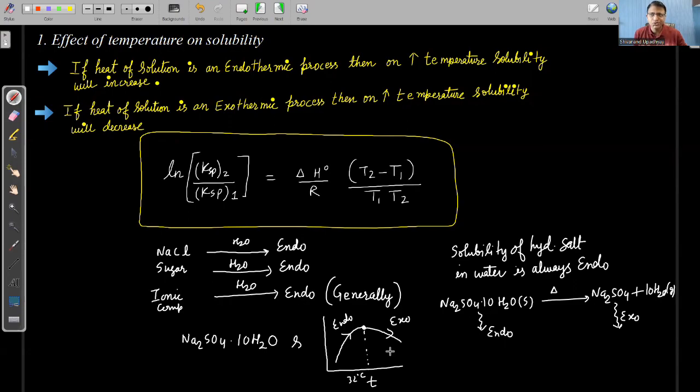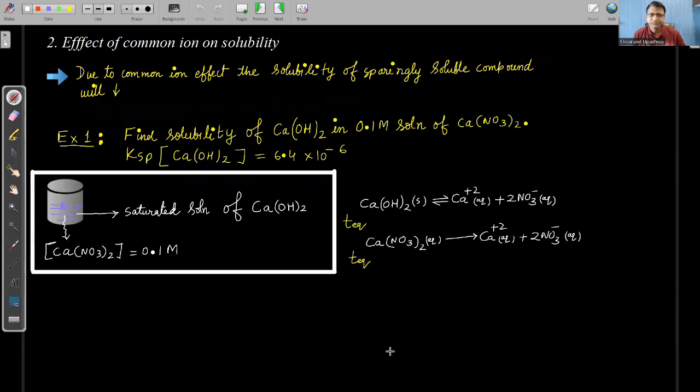You should also know that when strong bases like NaOH, KOH, magnesium hydroxide, calcium hydroxide are dissolved in water, they are exothermic. So NaOH dissolved in water, KOH dissolved in water, is an exothermic process. So on increasing temperature, the solubility of magnesium hydroxide, calcium hydroxide, sodium hydroxide, potassium hydroxide is going to decrease.